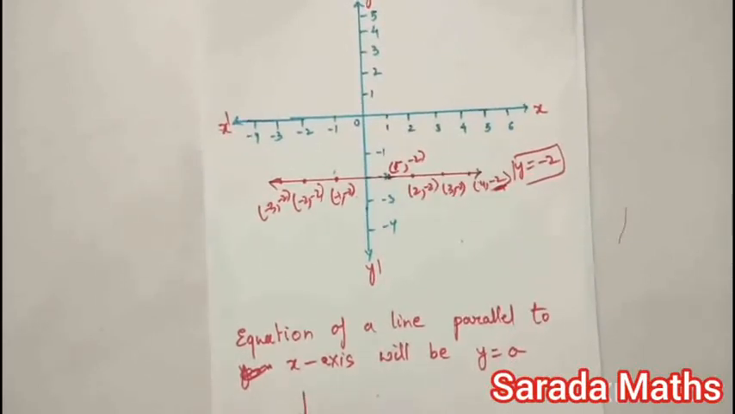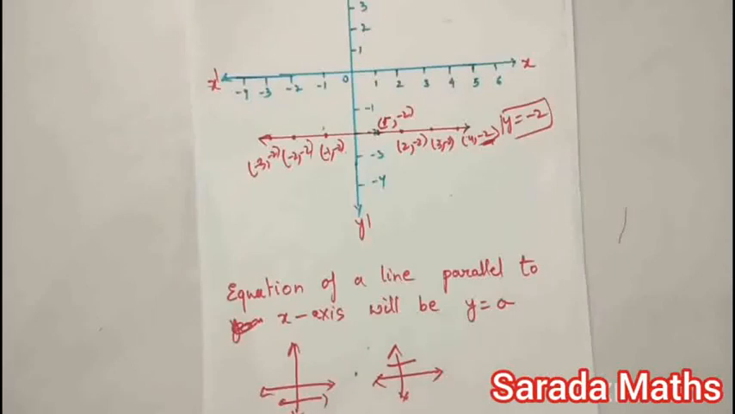For example, here it is parallel in this direction, it can be parallel, the line can also be like this. So in any direction, when a line is parallel to x axis, the equation of the line will be y is equal to a, because in each and every point the value of y is constant. So simply write y equal to minus 2. If they ask for the general equation of a line parallel to x-axis, it will be y is equal to a.